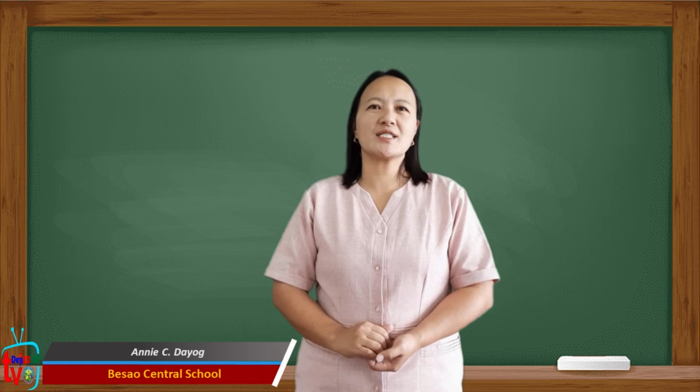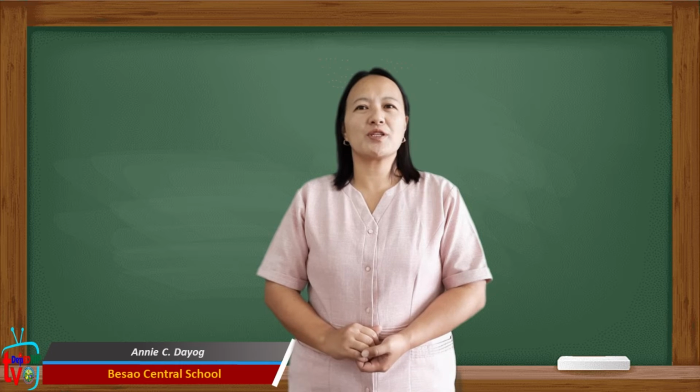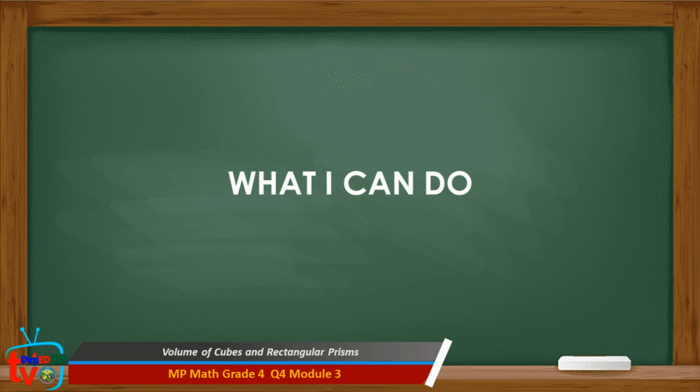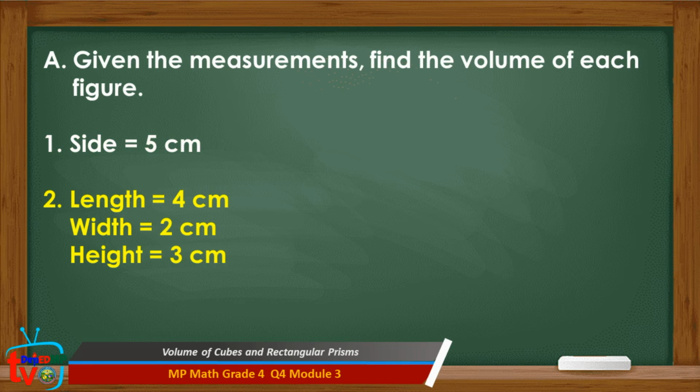Answer now the activities under what I can do. For letter A, draw the figure with their measurements and find their volume. For letter B, read and solve each problem. Number 1. Side is equal to 5 centimeters. Number 2. Length is equal to 4 centimeters. Width is 2 centimeters. And height is 3 centimeters. Number 3. Side is equal to 12 centimeters.